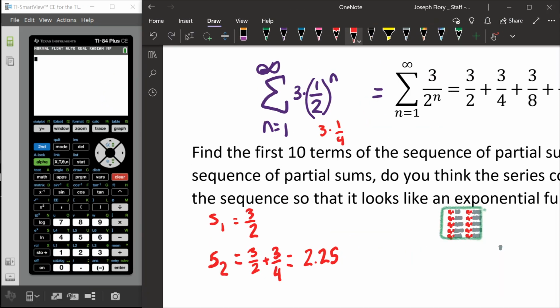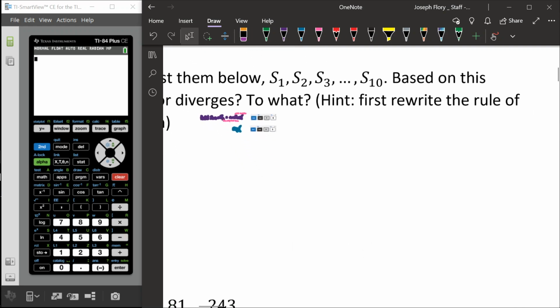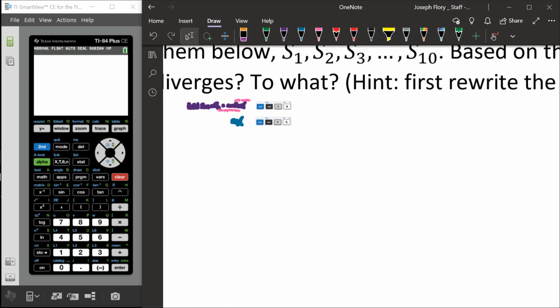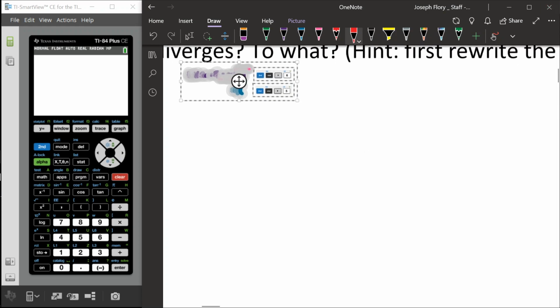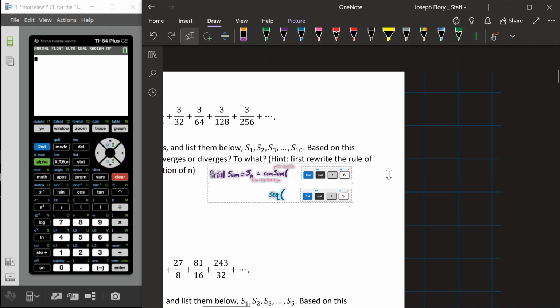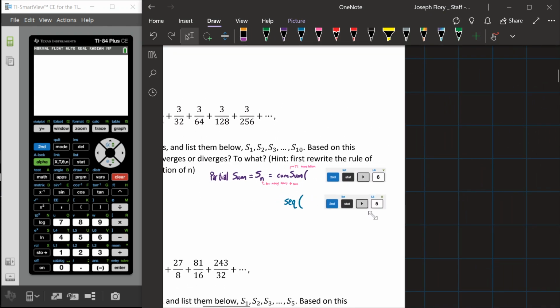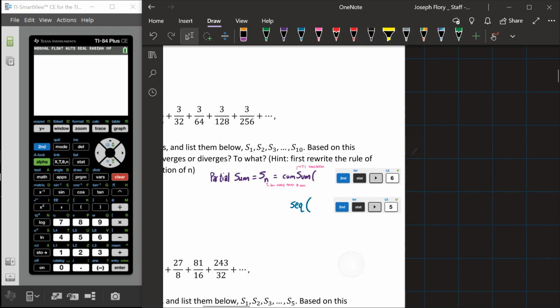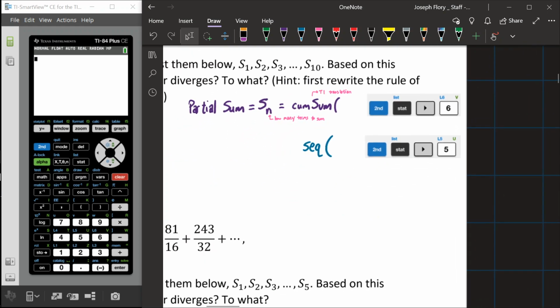All right, so in your calculator, we're going to use a function called cumulative sum, which is kind of the calculator's way of doing a partial sum. And then we're also going to use the sequence function. Okay, so here's the button presses we're going to do. We're going to go into our list menu, and we're going to choose option 6 for cumulative sum. And then we're going to go into our list menu again and choose option 5 for sequence.